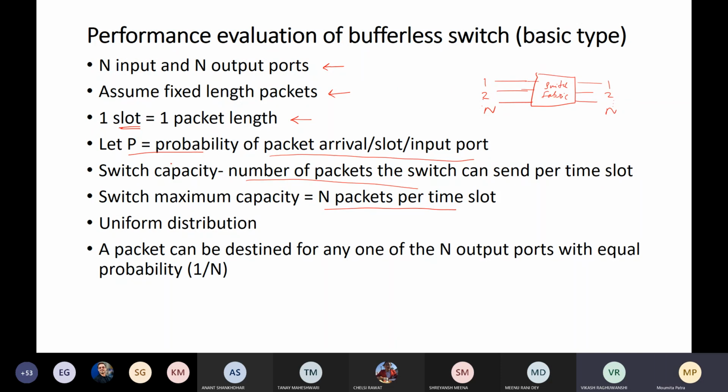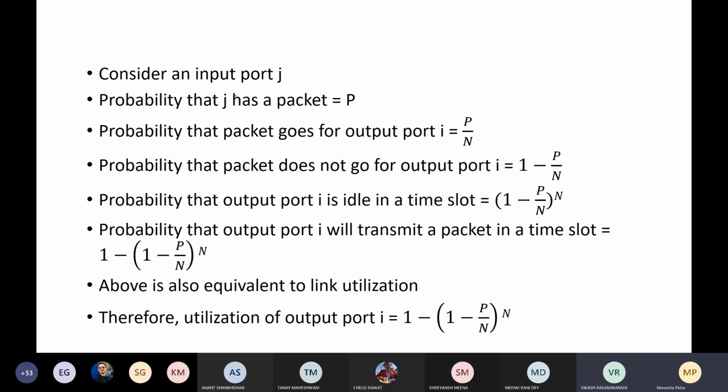Now we are considering a uniform distribution for the arrival of packets. Then a packet can be destined for any one of the N output ports with equal probability, that is 1 upon N. So these are the assumptions that we are having. Now we will get to the next part of it.